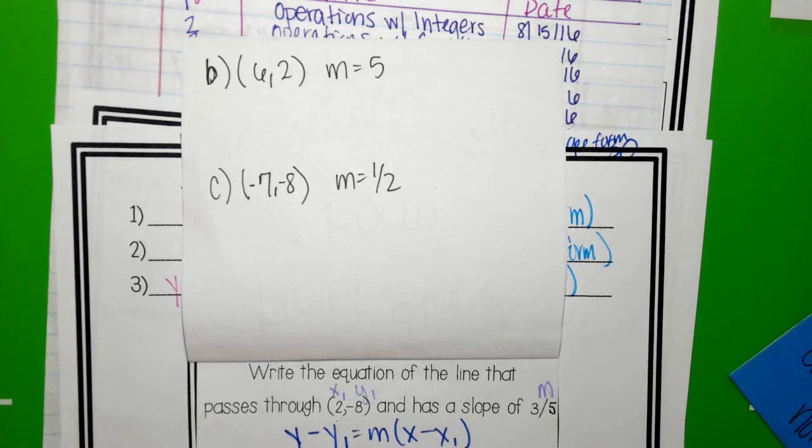So remember, we're still writing in point slope form, so you're still going to use this same equation that we have down here at the bottom. It's the same exact thing.